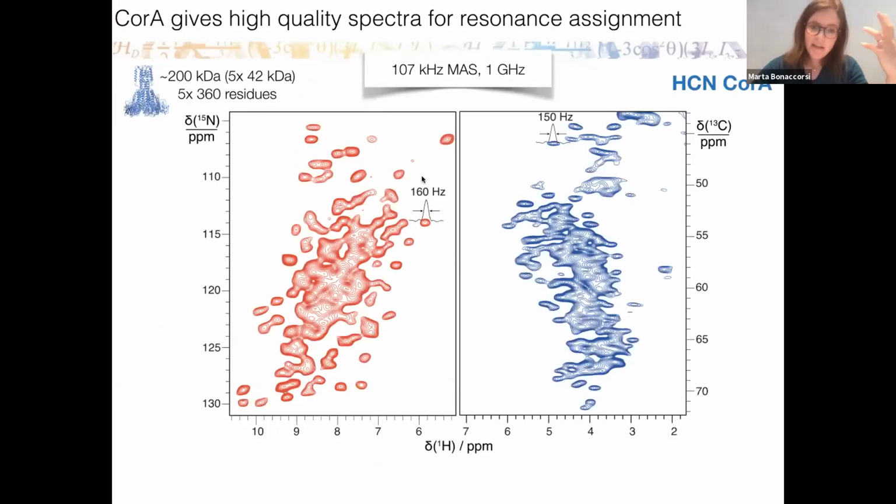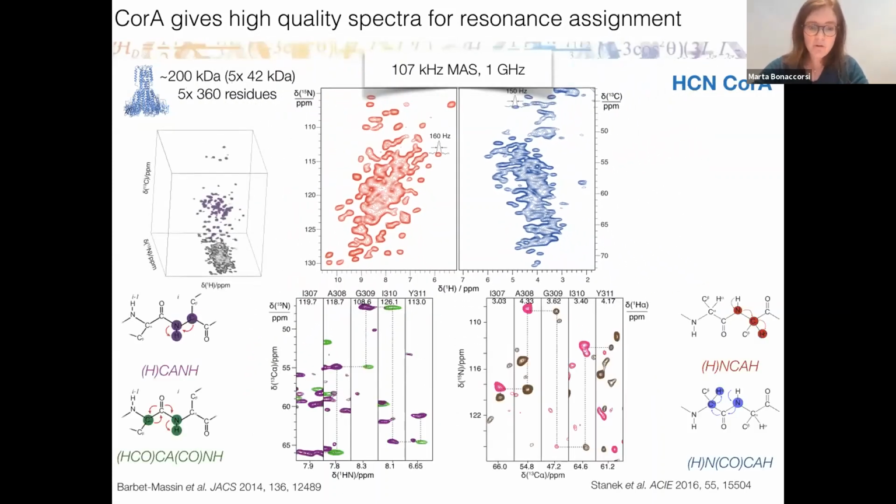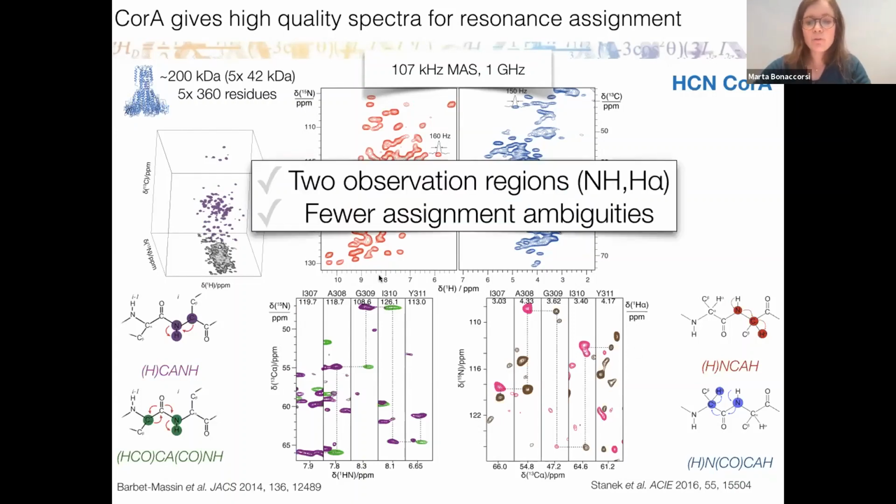The use of fast magic angle spinning and diamagnetic field leads to very high quality spectra for this very large protein. We have a pentamer of 360 residues, and due to the optimal spectral quality and long coherence lifetimes, we can go for 3D spectra for resonance assignment. Due to the large size of the system, we here just show an example of strip plots, but we acquired a full data set of experiments relying on the detection of amide protons and H-alpha protons, with a methodology which has been developed in my group over the years. This allows fewer assignment ambiguities.